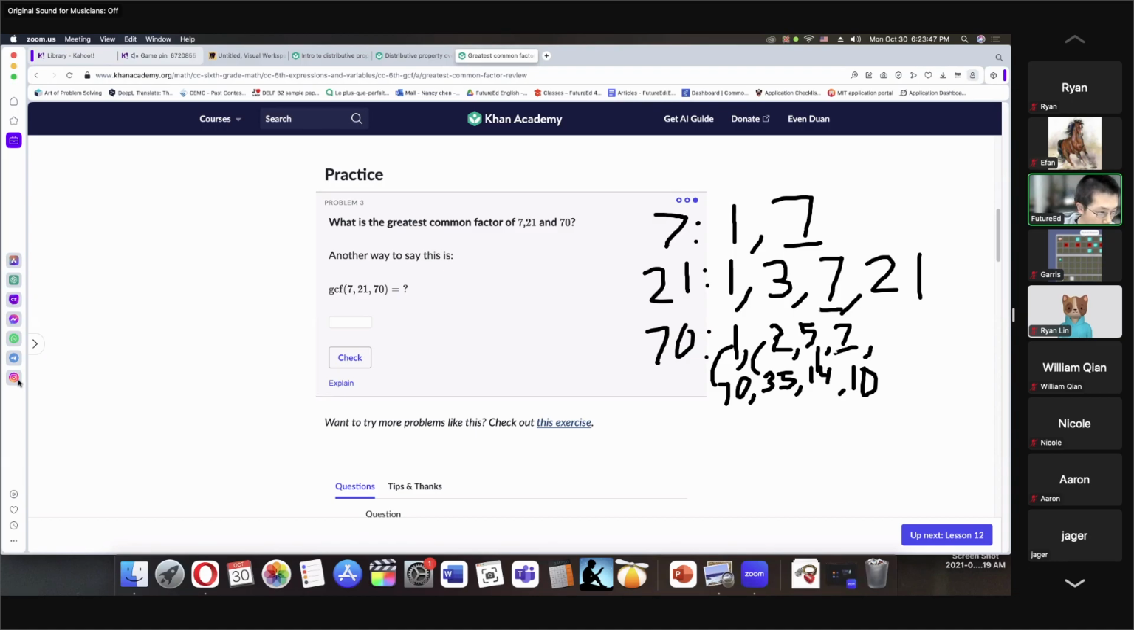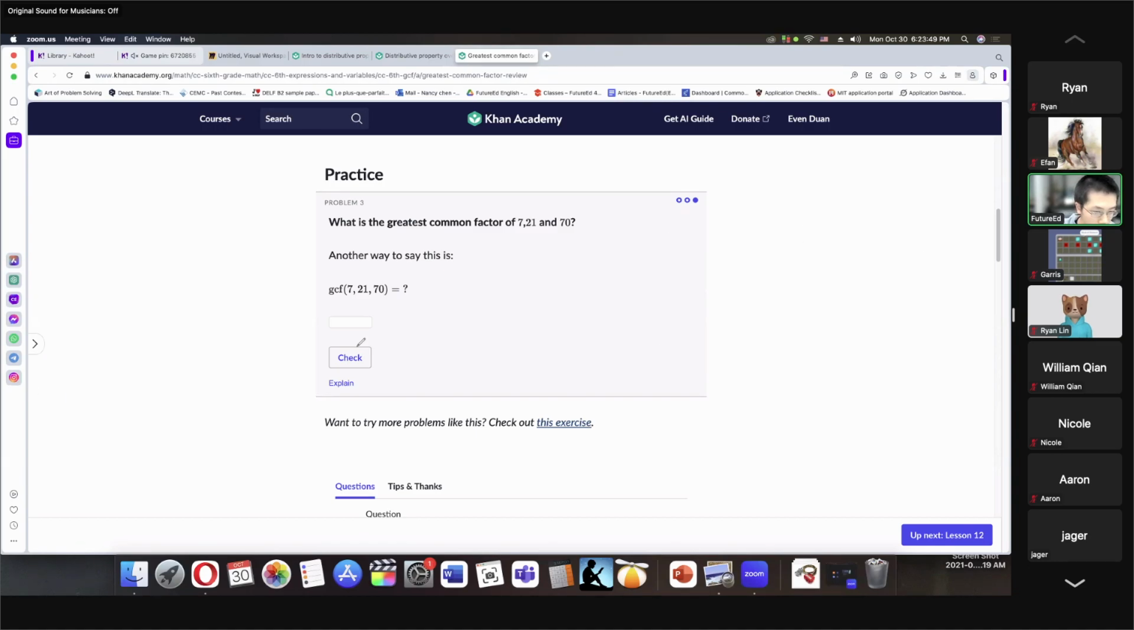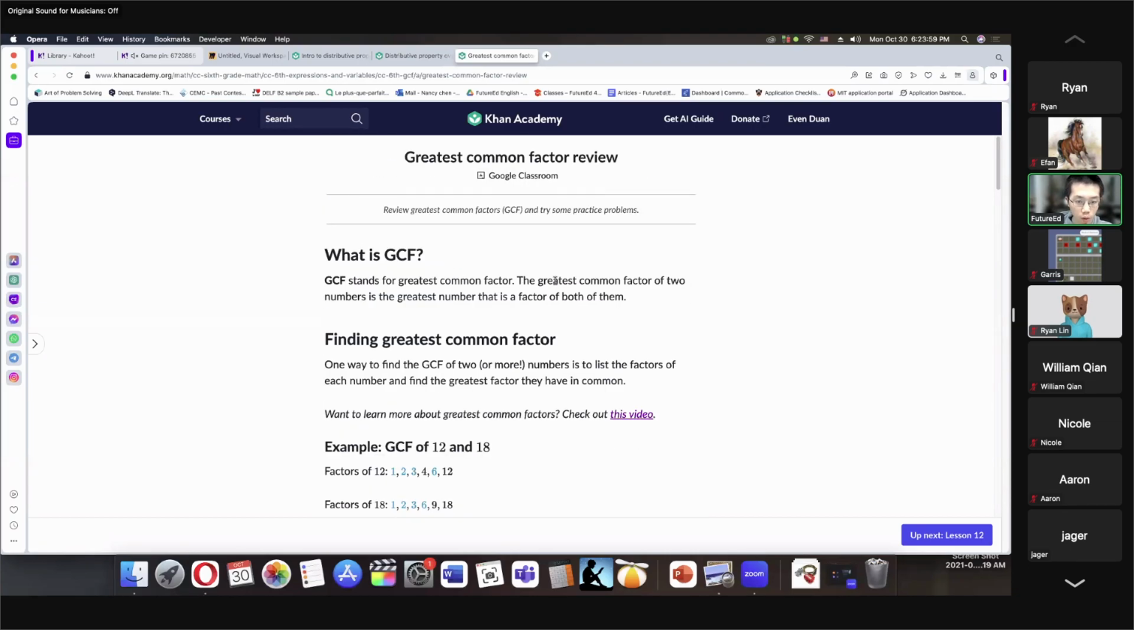Let me just clear the screen for a second. And we can answer this question. So 7 is the answer. Hooray! We got this correct. I think we've got greatest common factors mostly answered.